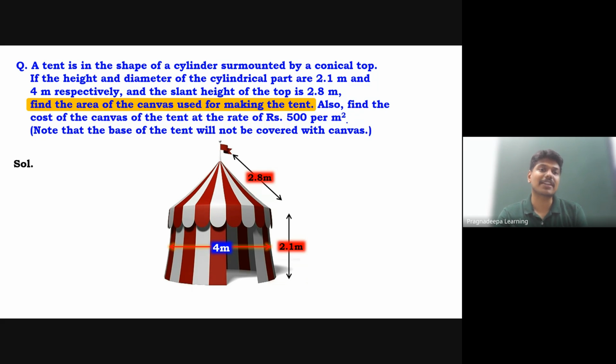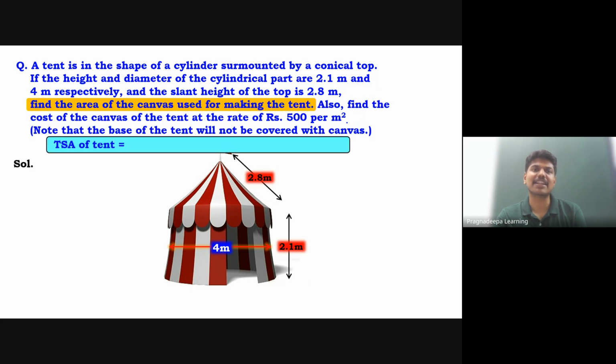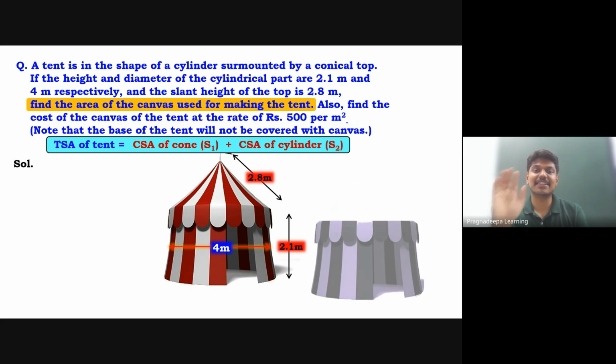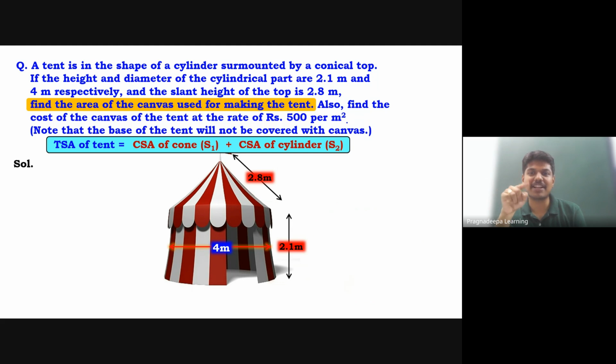Find the area of the canvas used for making this tent. Also find the cost of the canvas of the tent at the rate of 500 rupees per meter square. Yes. So note that the base of the tent will not be covered, so you have to neglect the base. So the first thing that should strike our mind is to find the area of the canvas, that is the area of the tent, which will be equal to the curved surface area of the cone, only the top region, correct? Plus the curved surface area of the cylinder that is at the bottom. Note that students, here for pictorial representation, I have opened it at the middle. Don't worry about that.